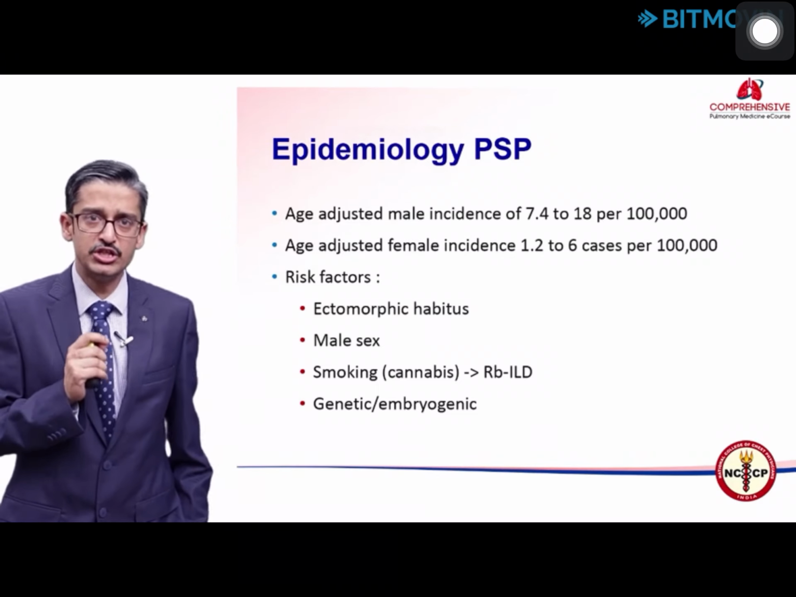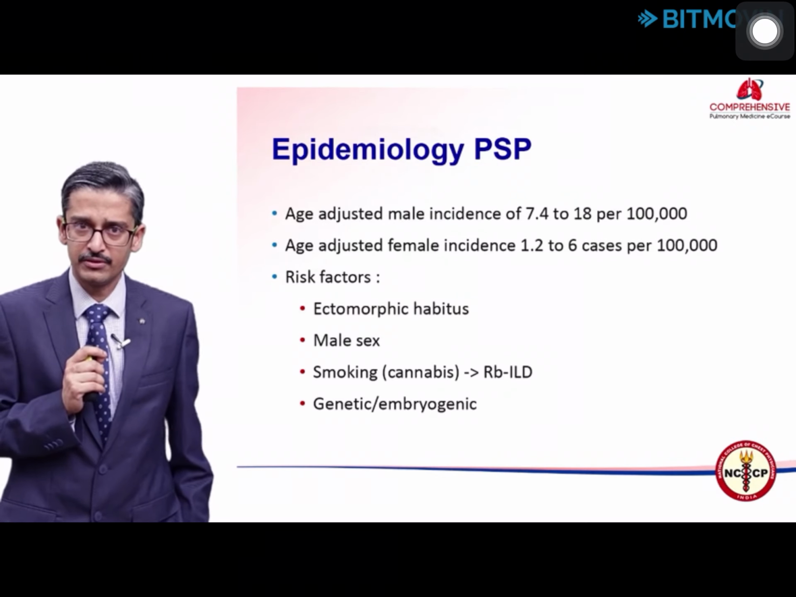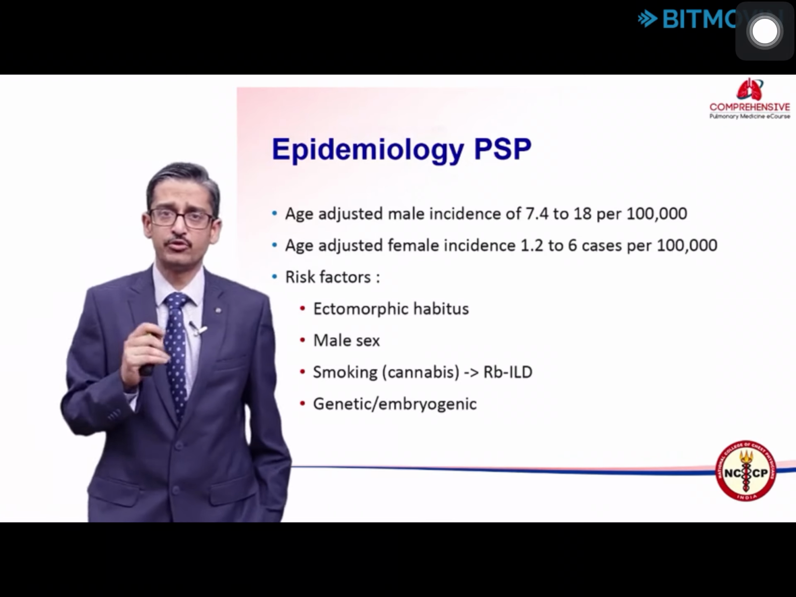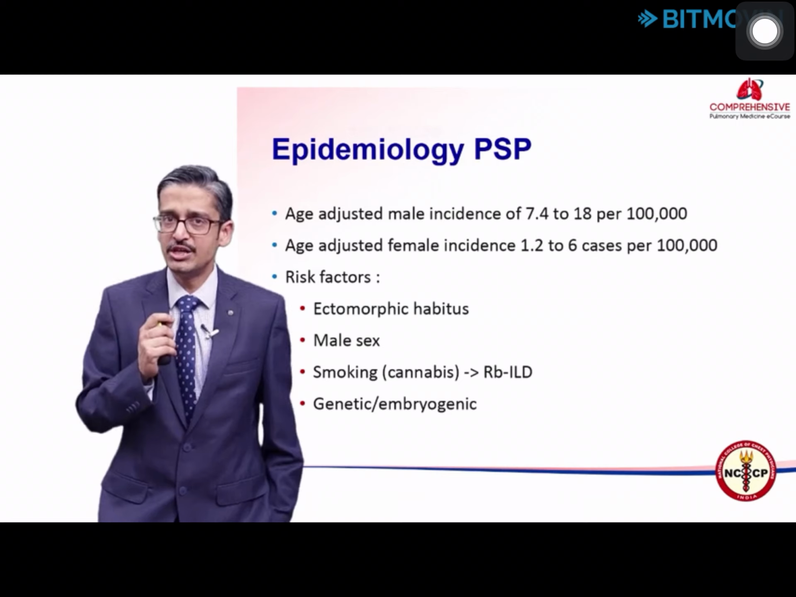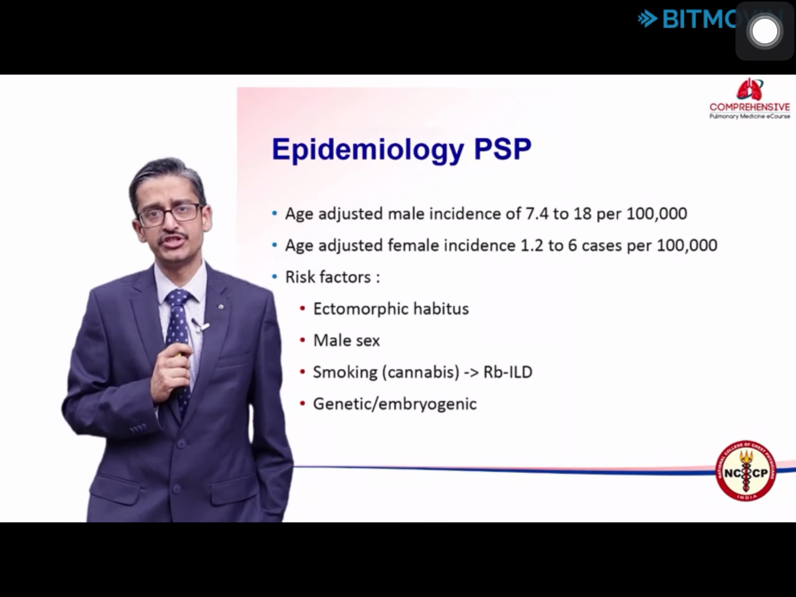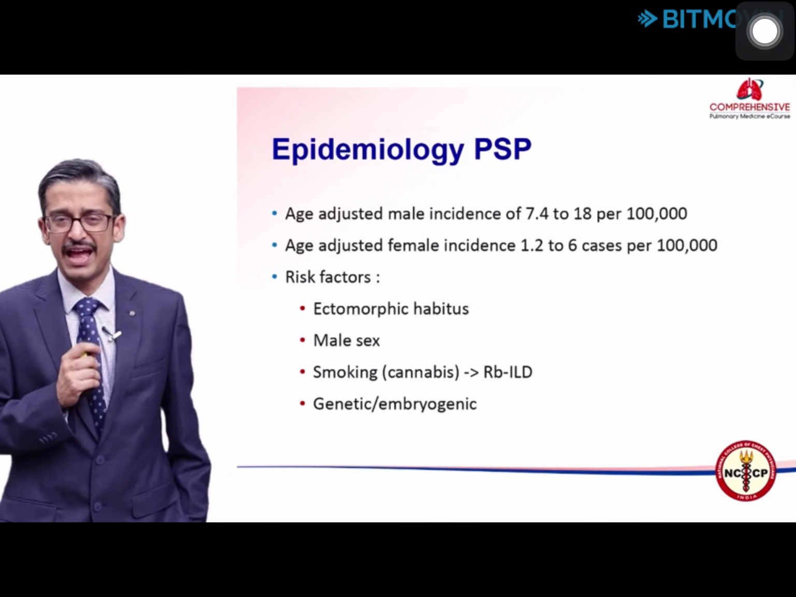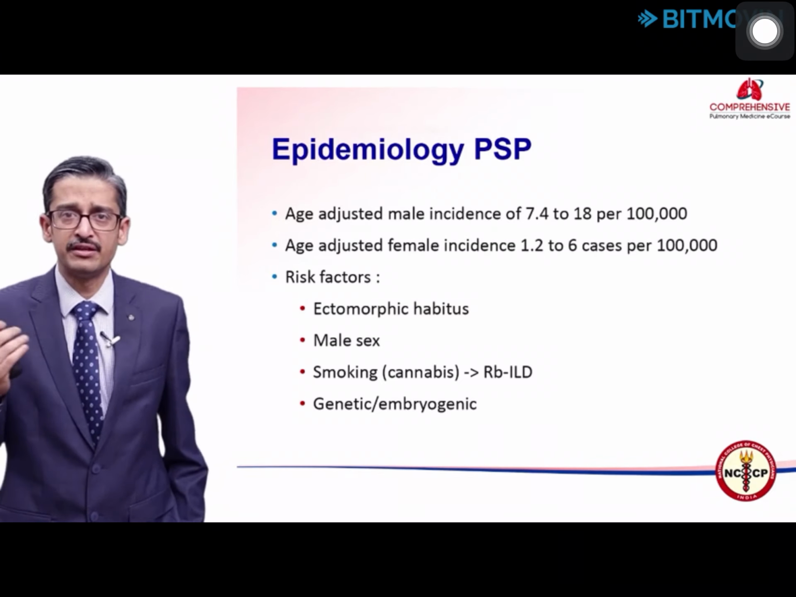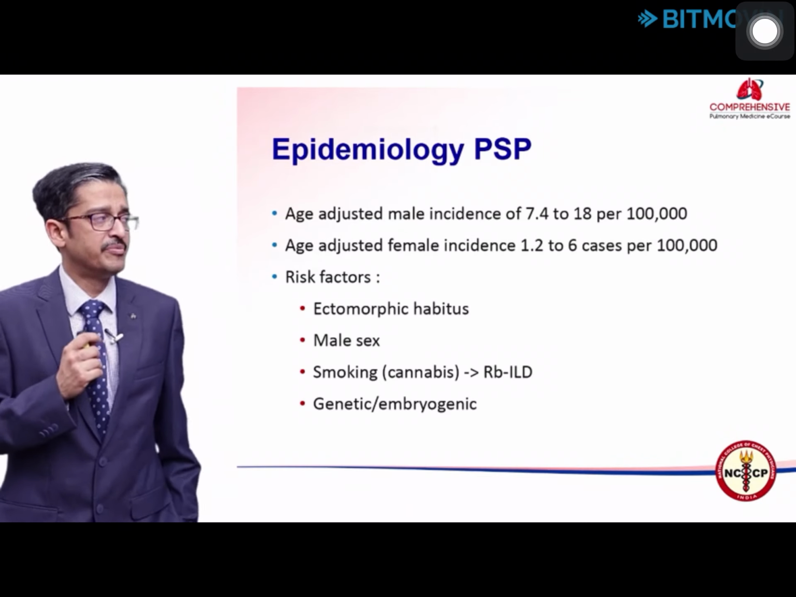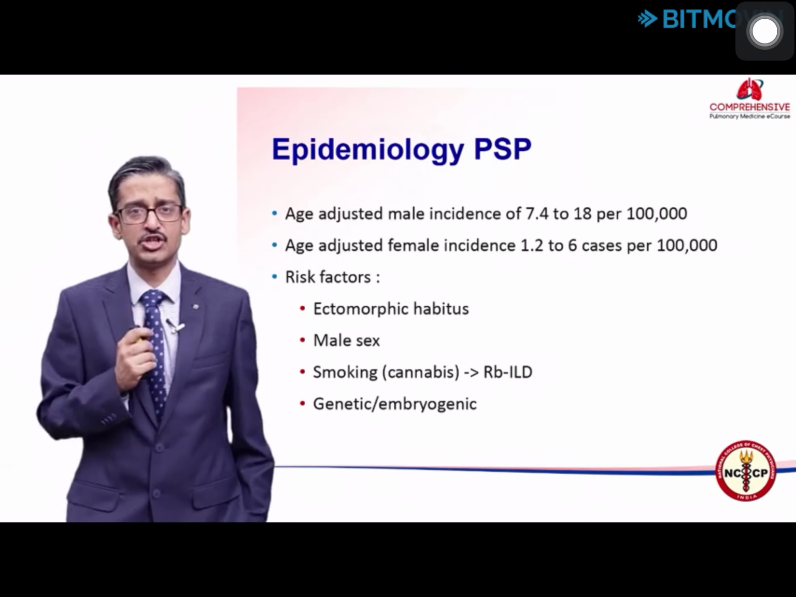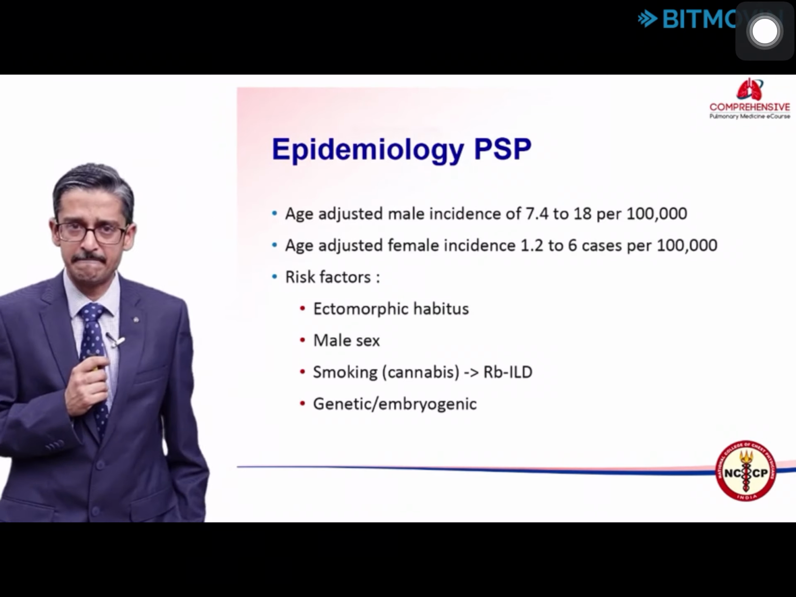Smoking, especially smoking cannabis, seems to increase your risk significantly. If you think about the entire basket of interstitial lung disease, RBILD seems to have a greater incidence of causing pneumothoraces as compared to the other interstitial lung diseases. And then, maybe in line with the Marfanoid habitus, there seems to be a genetic predilection, an embryogenic predilection, as far as causation of primary spontaneous pneumothorax is concerned.